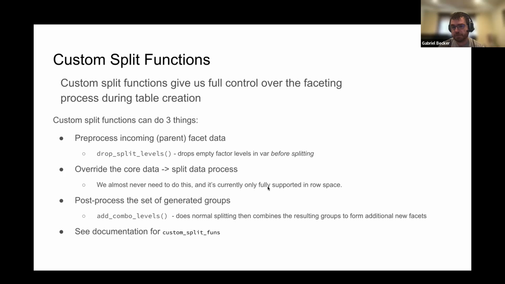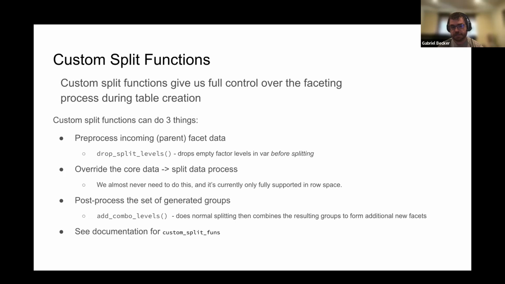The helper function that we provide that's quite powerful, called add combo levels, does this. It does the normal splitting, and then it accepts a specification of level combinations that you want in addition to the normal levels, and then it adds those. It constructs those out of the groups. So it says, okay, this is the data for group A, this is the data for group B. You've asked me for a combination of that, you've asked me for A and B. Okay, so I know A and know B. Put them together and you have A and B.